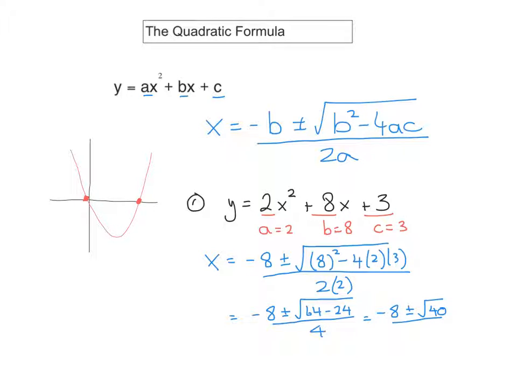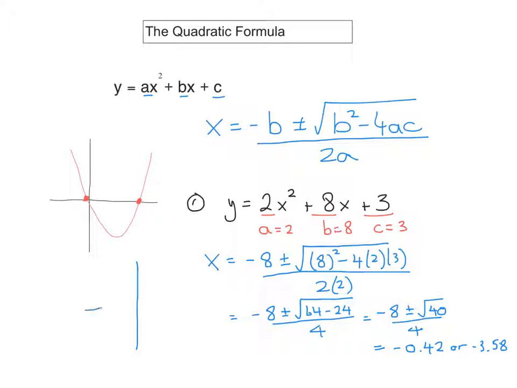So we get negative 8 plus or minus root 40 over 4. And if we get the calculator out, we get two answers: negative 0.42 or negative 3.58. And those are the two x-intercepts of this graph.